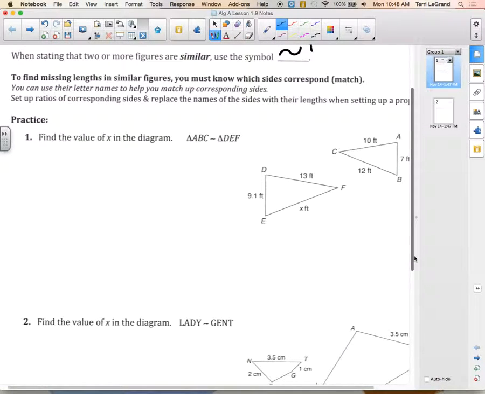Okay, so what happens is, when we have similar figures, we can set up ratios of corresponding sides, and then those ratios can be set equal to each other to set up a proportion to solve for missing information. So to find missing lengths in similar figures, you must know which sides correspond, which sides are in the same relative position, which sides kind of match up. And you can use their letter names to help you match up their corresponding sides, because they're not always sitting in the same position. They don't have the same orientation, so sometimes using the letter names is more useful.